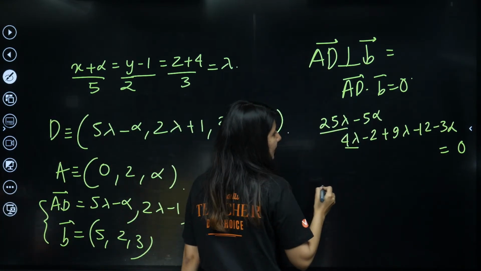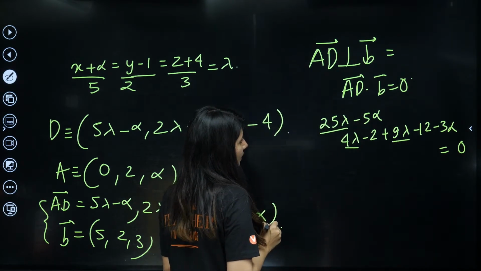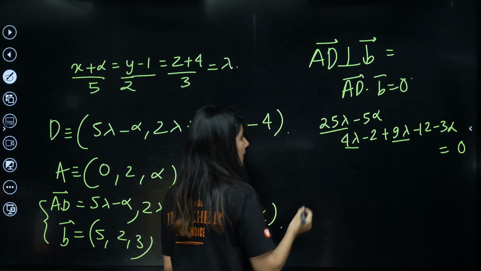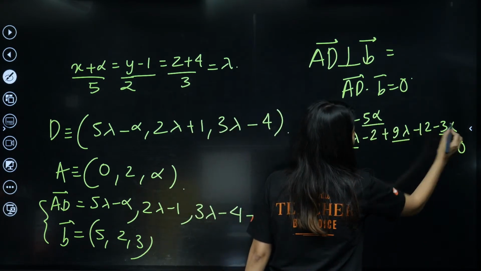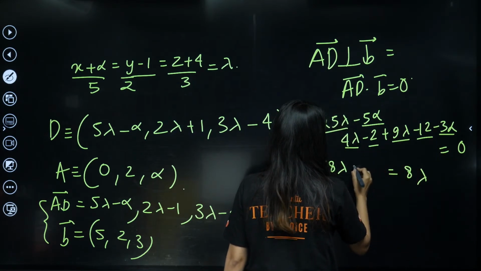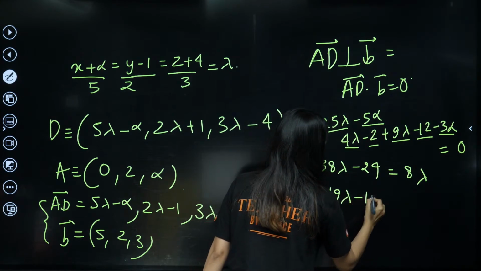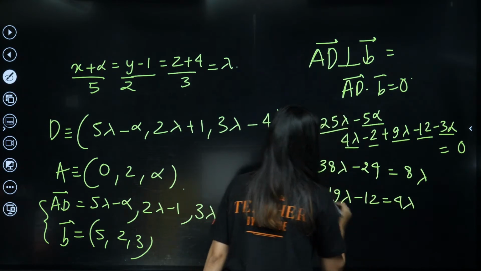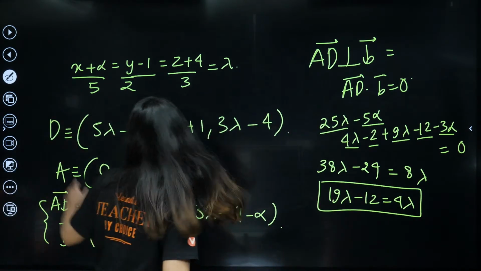25 plus 4, 29. 29 plus 9, 38 lambda, right? Minus 5 alpha minus 3 alpha, so this will be 8 alpha. Minus 12 minus 2, so that would be minus 14. So 38 lambda minus 8 alpha minus 14 equals 0.